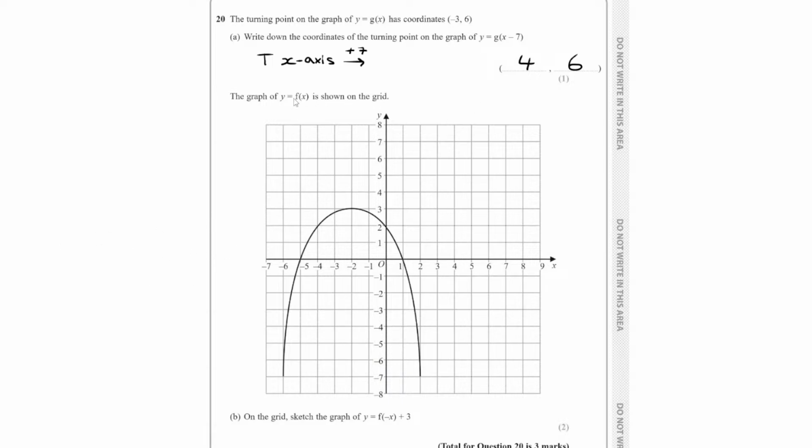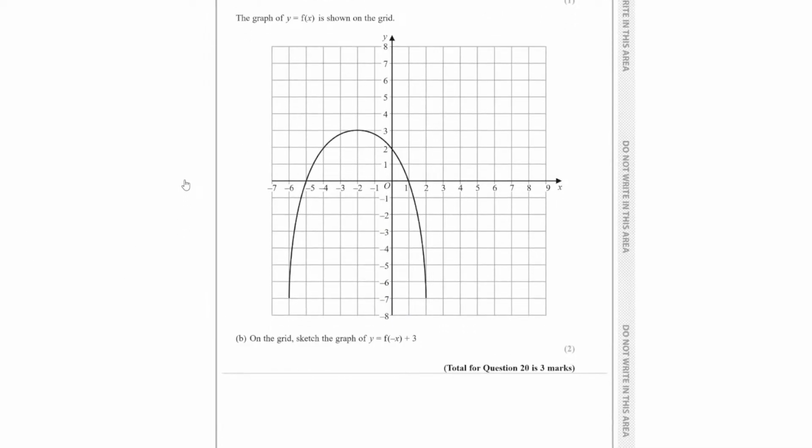The graph of y equals f of x, okay, this is now a different one, is shown on the grid. On the grid, sketch the graph of y equals f of -x, and then outside the brackets +3. So that's 2 different transformations. First of all, when it's just a negative, there's no number, that means a reflection. This is the one that's the wrong way around as well. It's next to the x, so it's going to be affecting the x coordinates, which means it's a reflection in the y-axis. That's the one that's quite tricky. All of your x coordinates will either become negative or positive.